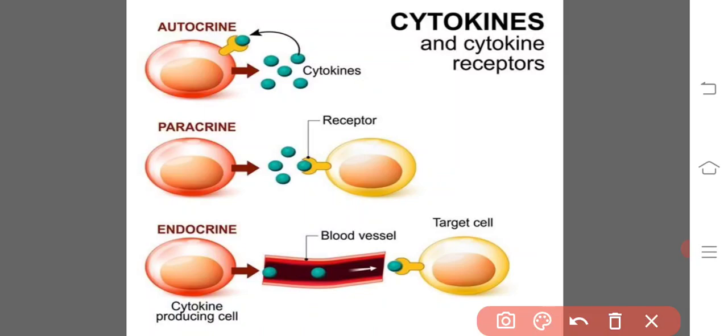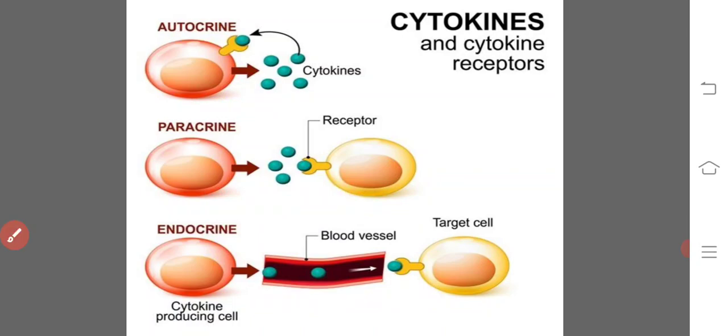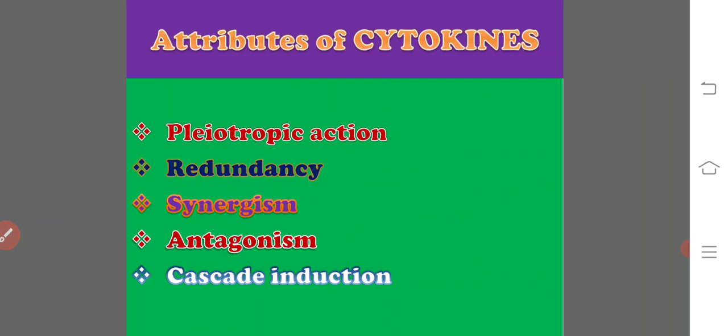And in the paracrine mode, the cytokines which are produced from a cell interact with the neighboring cells. Whereas in the endocrine mode of activity, the cytokines which are produced from a particular cell are released into the bloodstream, travel along the circulation and interact with a target cell which is far away from the cytokine producing cell. So autocrine means self-reacting, paracrine acts upon the neighboring cells, whereas endocrine acts upon long distance cells.